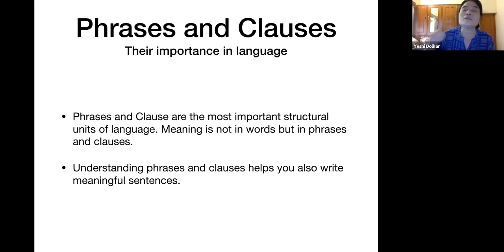Because that is where the meaning is. The meaning is not in the words. The meaning is in phrases and clauses. Do you understand? Yes. Okay.